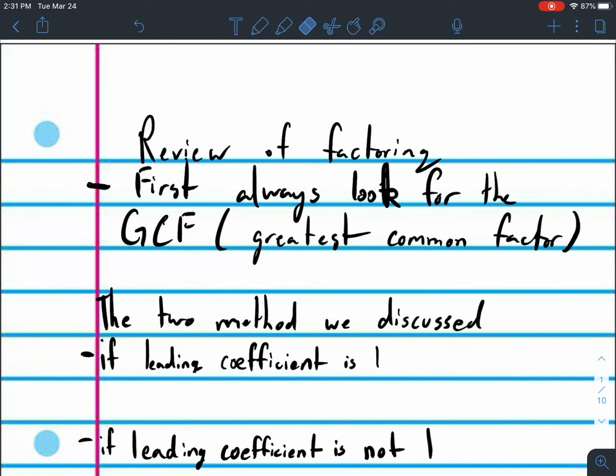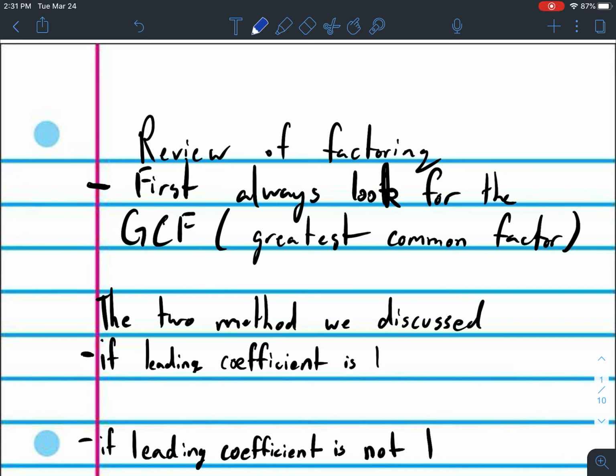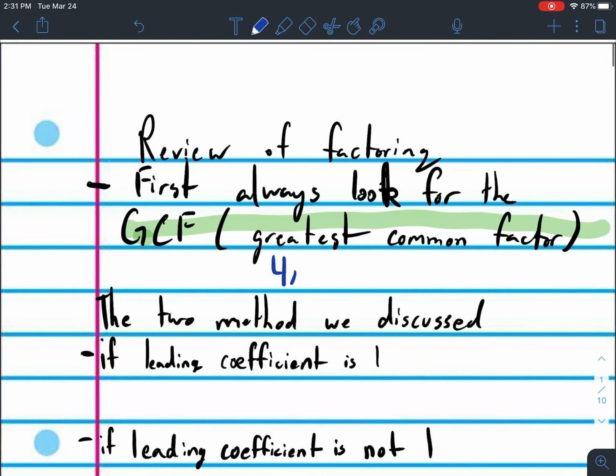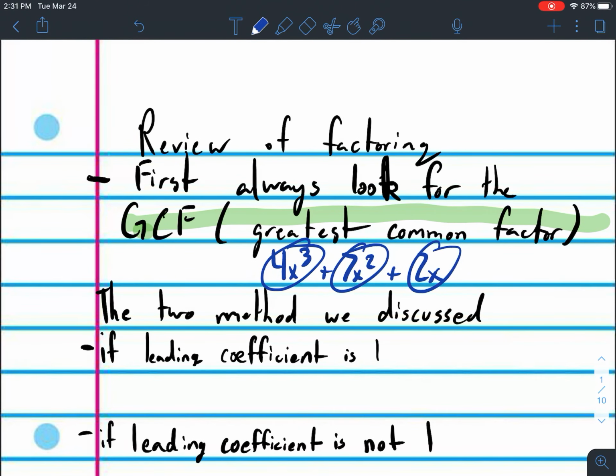All right. So, review of factoring. First off, always, you guys, whenever you ask for a factoring problem, like factor the following, factor completely, always look for the greatest common factor first. So what that means is, if you have 4x cubed plus 7x squared plus 2x, you look at each term and what you can divide out of every single term, which in this case you could take out an x. That will always guarantee you break it apart as much as possible.